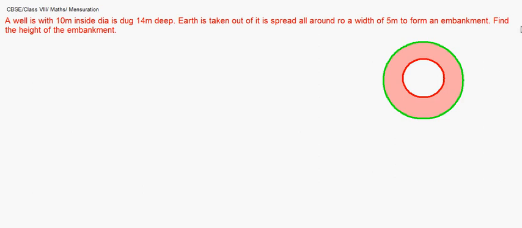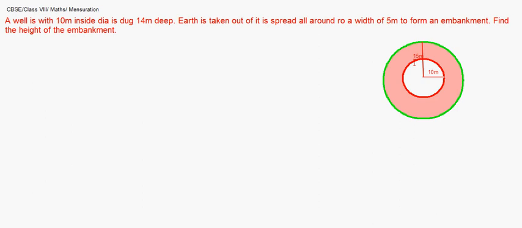And this diameter is 10. It has been formed. This is 10. Now if that width is 5 meter more, that means the radius of the outer circle with the embankment will then be 15 meters, right? That means the volume of the earth which has been dug from this well has been put here. So the volume of this earth is equal to the volume of this portion, right?